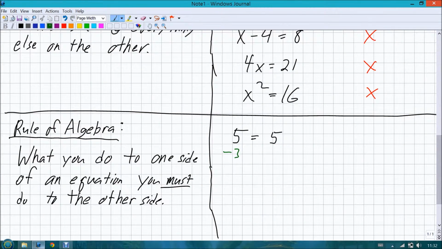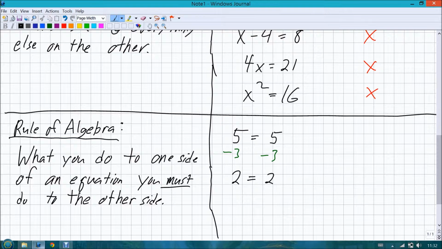So if we subtract 3 on the left-hand side, what happens if we subtract 3 on the right-hand side? Well, when we do that, we get 2 is equal to 2. This is a good thing. 2 is indeed equal to 2. It's part of the reflexive property. So as long as we do something to one side, if we do the exact same thing to the other side, they remain equal.